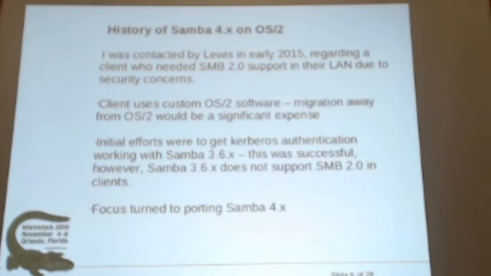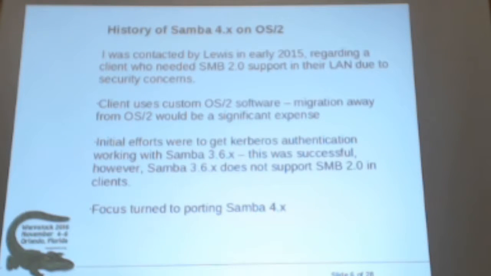History of Samba 4. So Lewis contacted me somewhere in quarter one, March, April last year, I guess, regarding a client that he's been working with who had engaged a security consultant. Their security consultant had concerns about the fact that they were using effectively SMB1 in their LAN, and they had some of the security issues I mentioned a couple of slides ago, and was strongly encouraging them to get rid of that legacy software or move it to using SMB2 or higher for security concerns within their network.